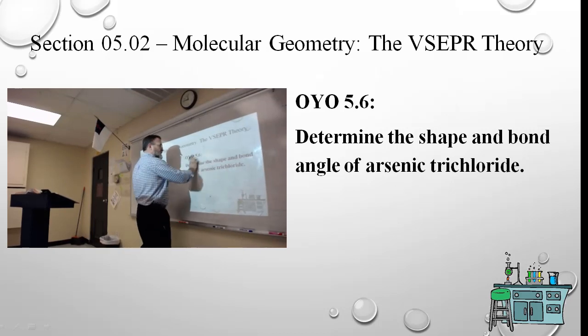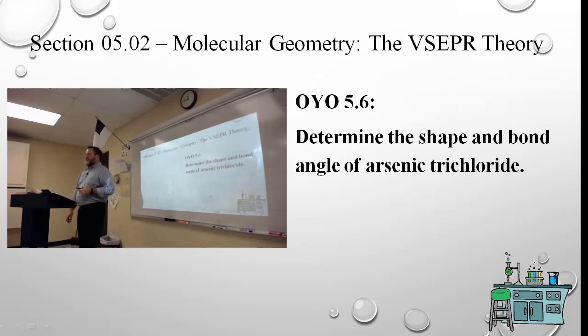What's the shape and bond angle of arsenic trichloride? Arsenic trichloride. Take a moment. Try to figure it out. Get a little bit ahead of me. Arsenic is As on the periodic table. It's a column 5A element.